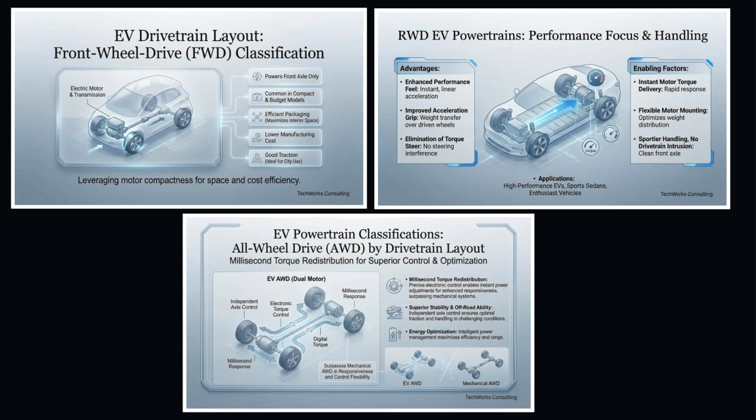We can also classify EVs by which wheels get the driving force. If the motor drives the front wheels, it's a front-wheel drive EV, which is common in budget models because it's cheap and offers good traction. If power goes to the rear wheels, it becomes rear-wheel drive, which performance EVs prefer for better acceleration and handling. And when motors power both axles, we get all-wheel drive, where software can shift torque instantly for far better control and stability than mechanical AWD systems.